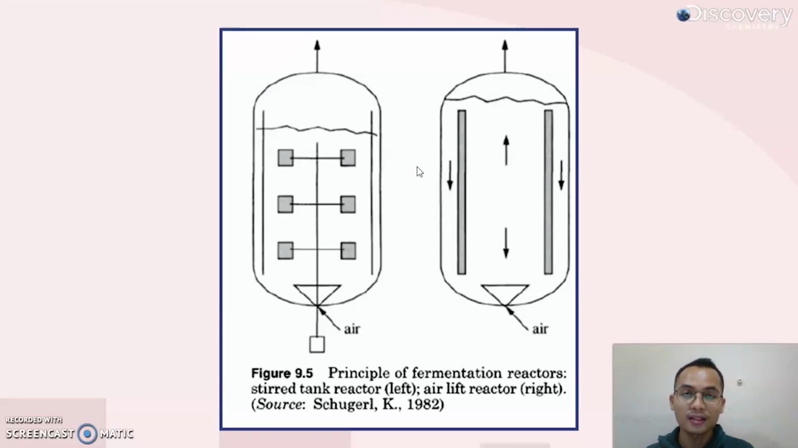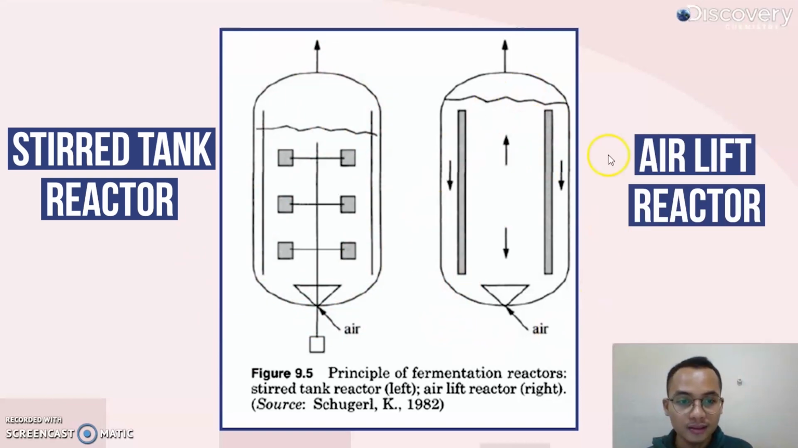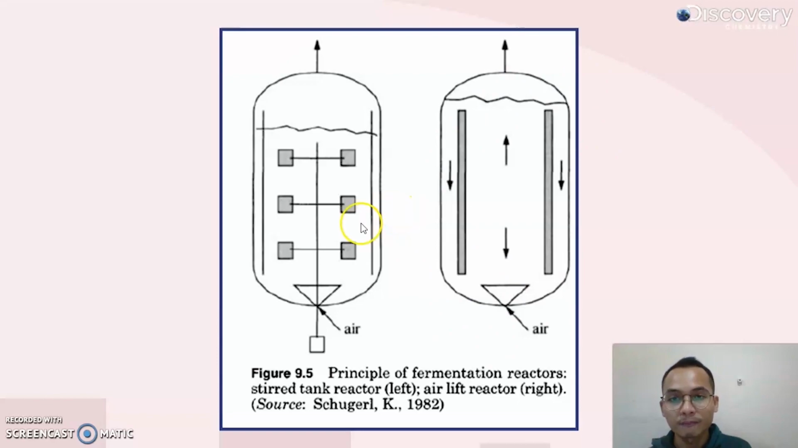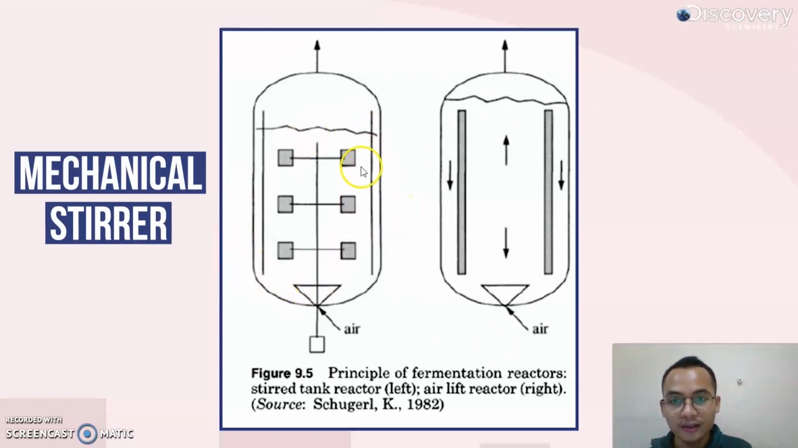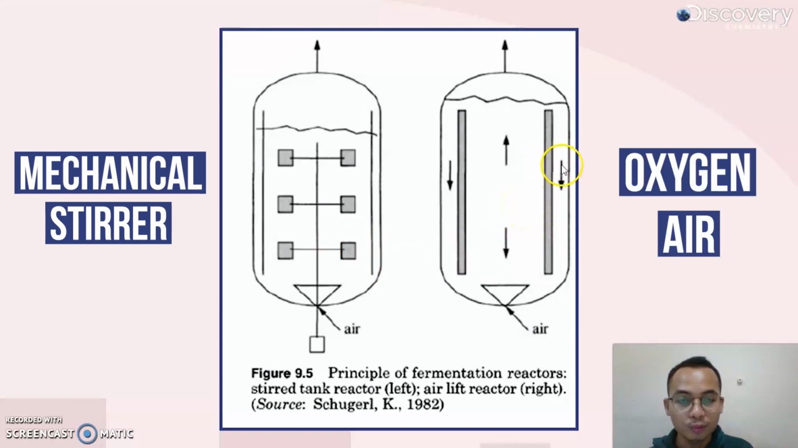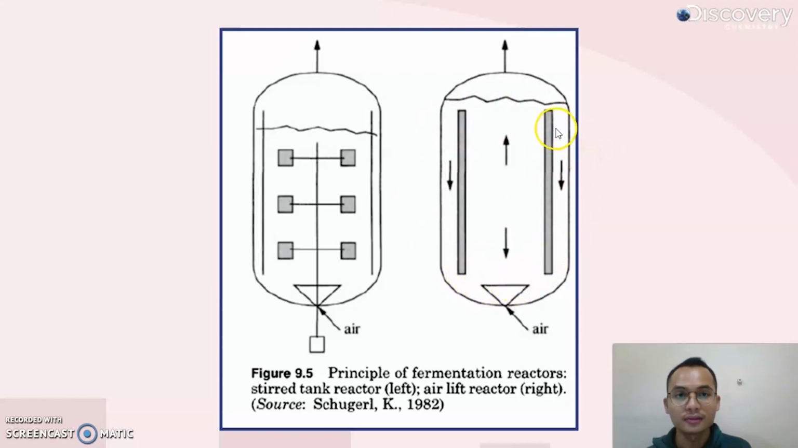Bioreactors come in many different designs and shapes. As you can see, there are two common fermentation reactors: the stirred tank reactor, and this is the airlift reactor. What is the difference between the two reactors? The stirred tank reactor has a mechanical stirrer. This one is the mechanical stirrer, which will mix the fermentation broth, but the airlift reactor uses oxygen or air to mix the fermentation broth inside the fermenter reactor.